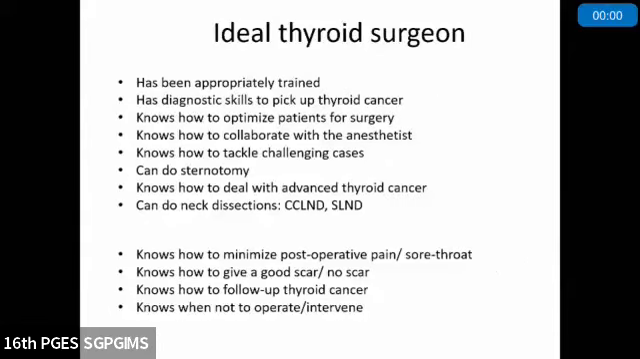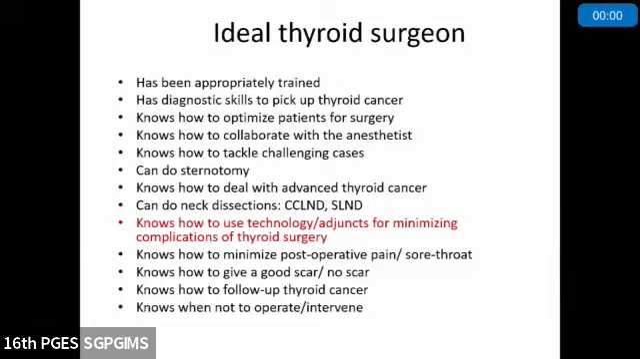Now, this is my last slide. Ashok Shah mentioned what should be the attributes of an ideal thyroid surgeon. I've slightly modified it. These are the attributes, and I've dedicated my life to producing ideal thyroid surgeons. I'm happy that most of the top Indian thyroid surgeons are sitting here. One important attribute is that he should know how to use the technology or an adjunct for minimizing complications. There is no shame that even experienced surgeons can refine their surgery with the use of neuromonitoring and autofluorescence.